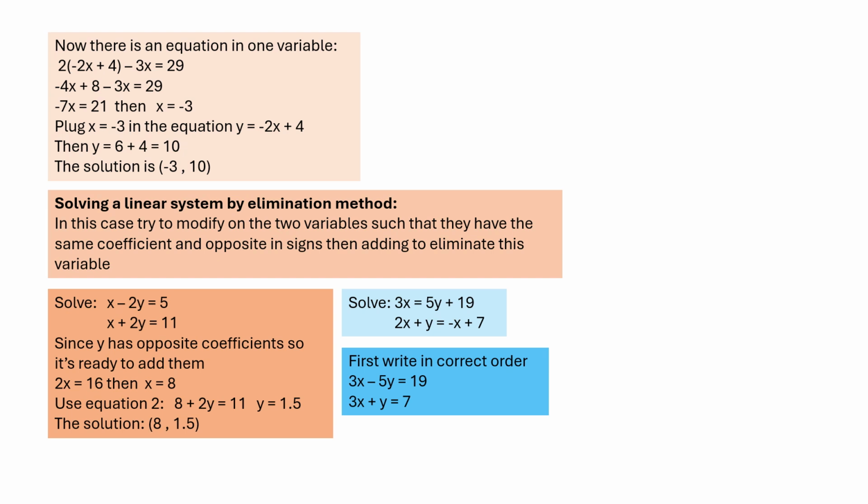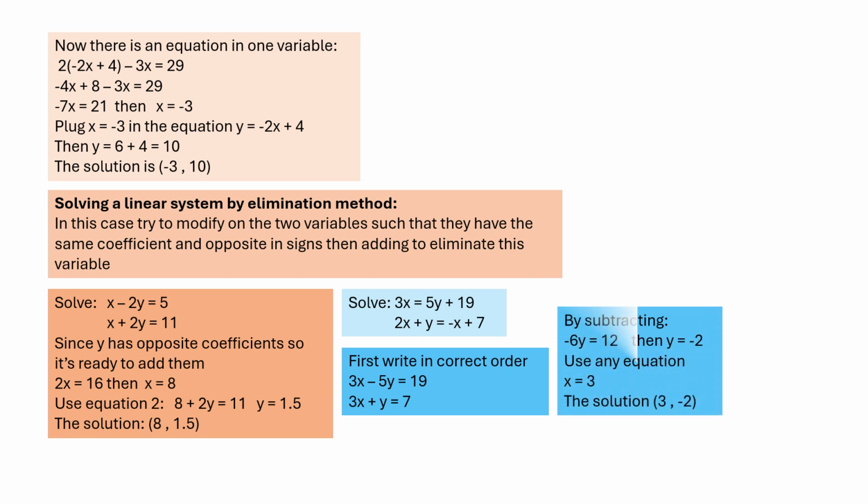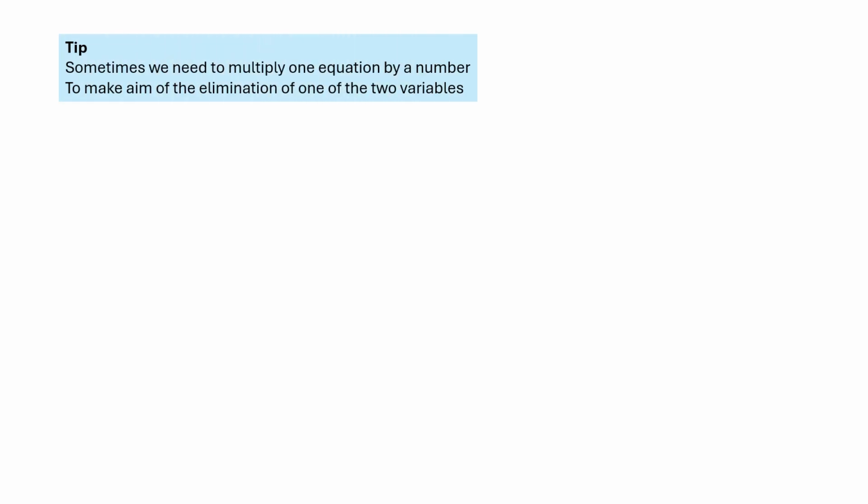Now you can choose what to do. Maybe you subtract to cancel x. By subtracting, negative 5y minus y is negative 6y equals 12, and dividing by negative 6 gives y equals negative 2. Use any equation to get x, which will be 3, so the solution is (3, negative 2). Take care, sometimes we need to multiply one equation by a number to eliminate one of the two variables.